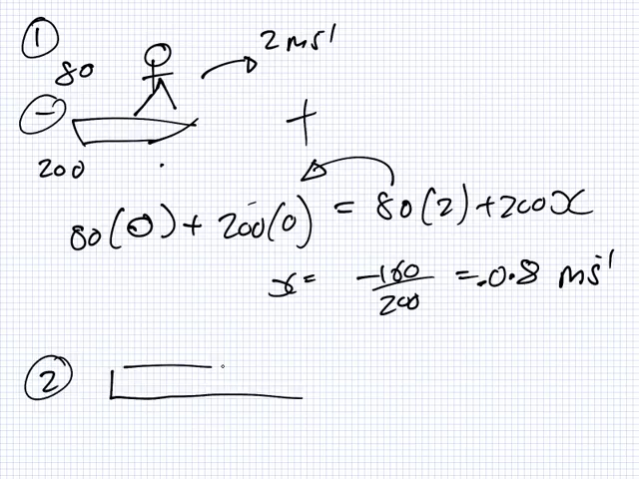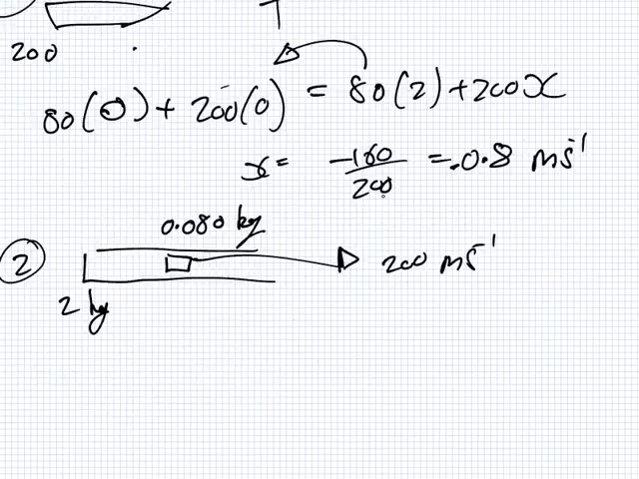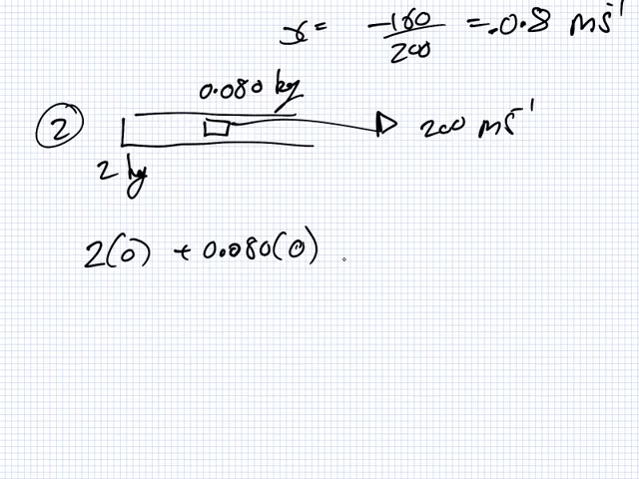An 80-gram bullet leaves a 2-kilogram shotgun at a speed of 200 meters per second. So before the collision, and what's the collision here? Before, 0. It's the hammer striking the bullet, causing the bullet to fire out and the gun to move back. So before the firing, you have M1 times 0 plus M2 times 0. It's just like the last one. 2x plus 0.080 times 200.